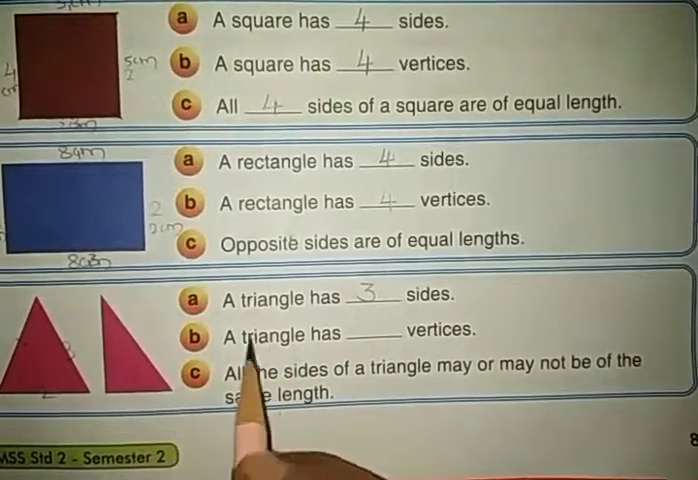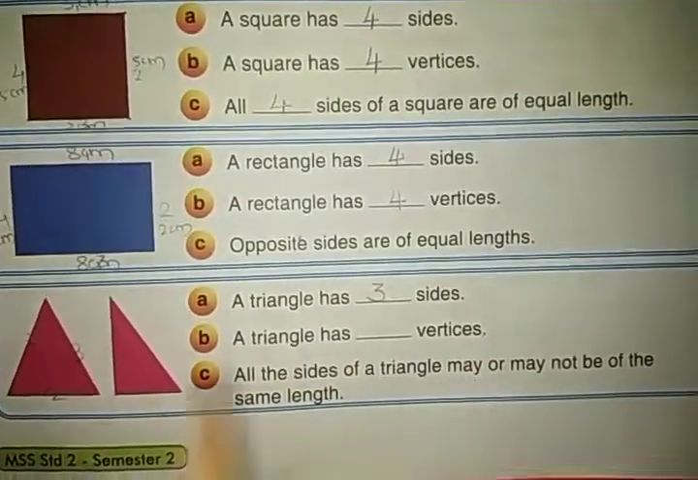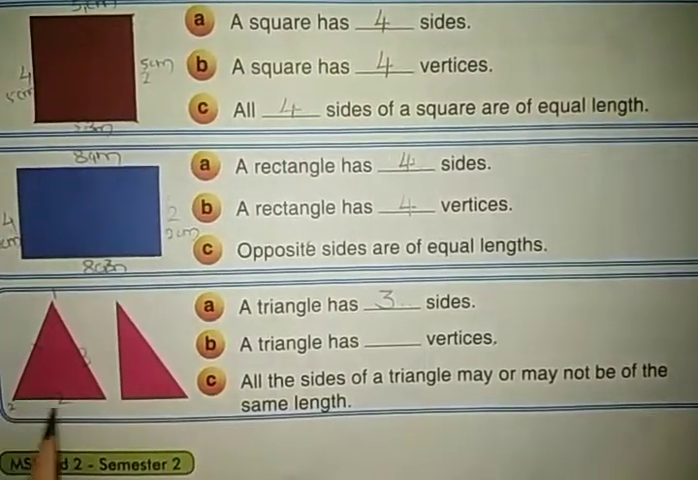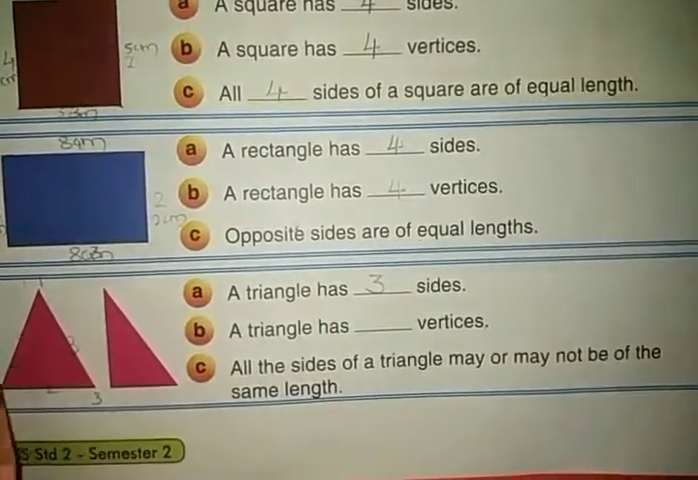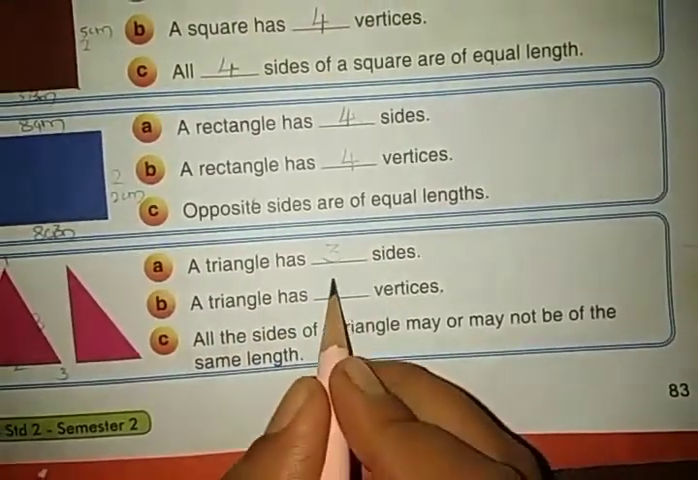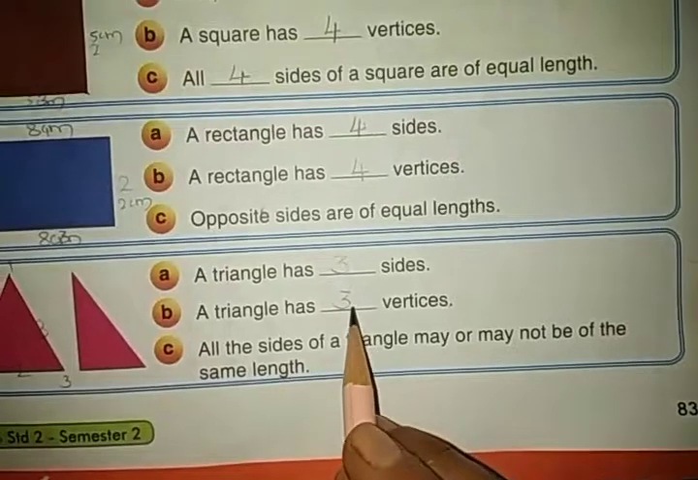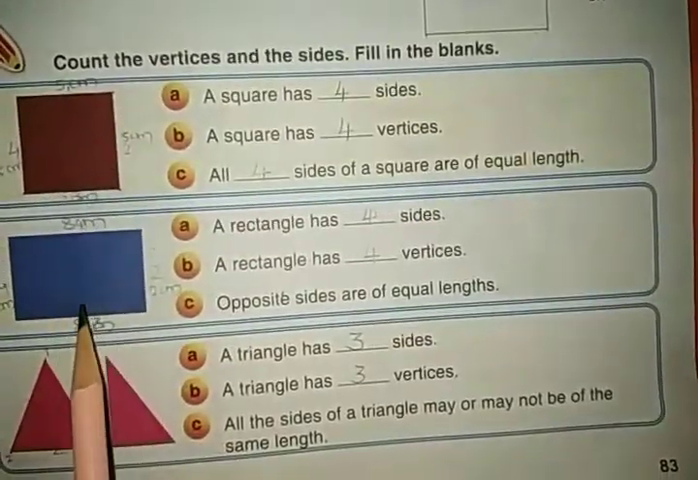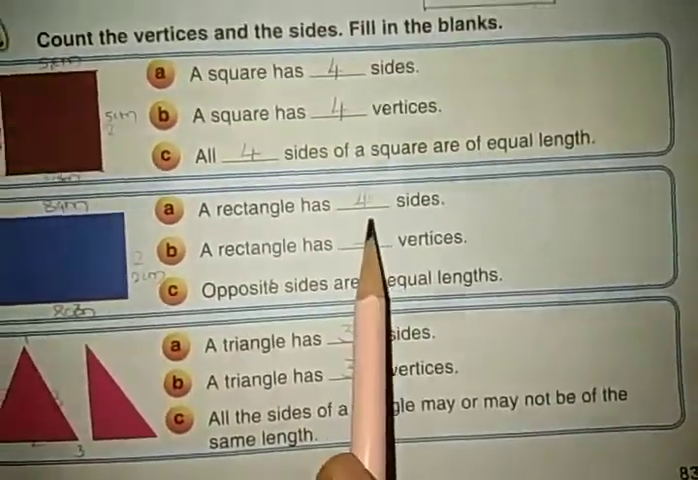Okay, next, a triangle has dash vertices. How many vertices does it have? This is the first point, this is second, and this is third. Yes, 3 points are present where 2 lines have joined. So a triangle has 3 vertices. Okay, a triangle has 3 sides and 3 vertices, and square and rectangle have 4 sides and 4 vertices both.